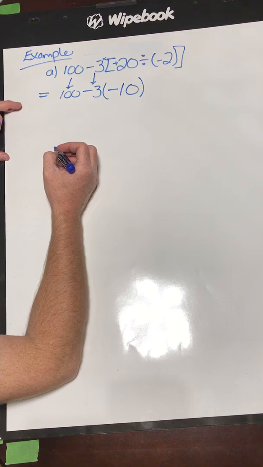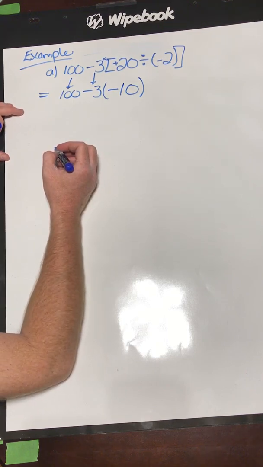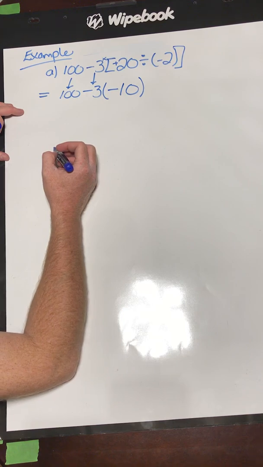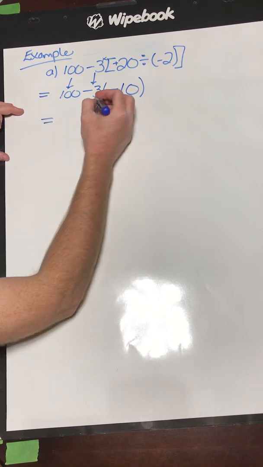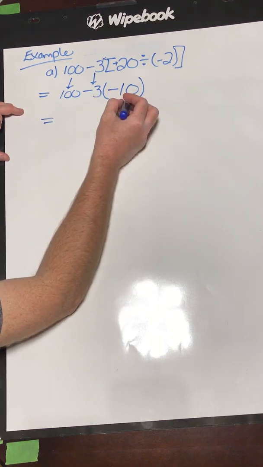Okay, I don't have any brackets anymore. Do I have any exponents? No, no exponents. Okay, now I can move on to my division or multiplication. Do I have any division or multiplication? Yes, I do. I have negative 3 times negative 10.